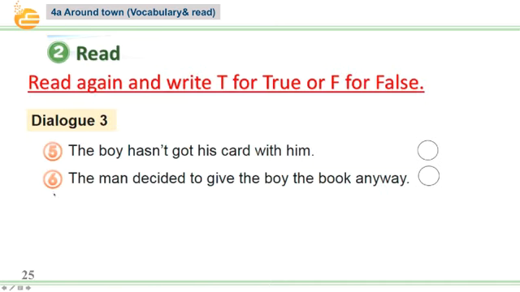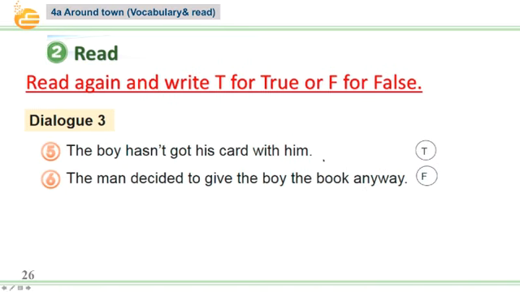Okay, let's take the true and false questions. Number one, the boy hasn't got his card with him. True or false? Next one, the man decided to give the boy the book anyway. True or false? Of course, number one is true. He hasn't got his card with him. The man decided to give the boy the book anyway. It's false. He told him to borrow it from a friend.